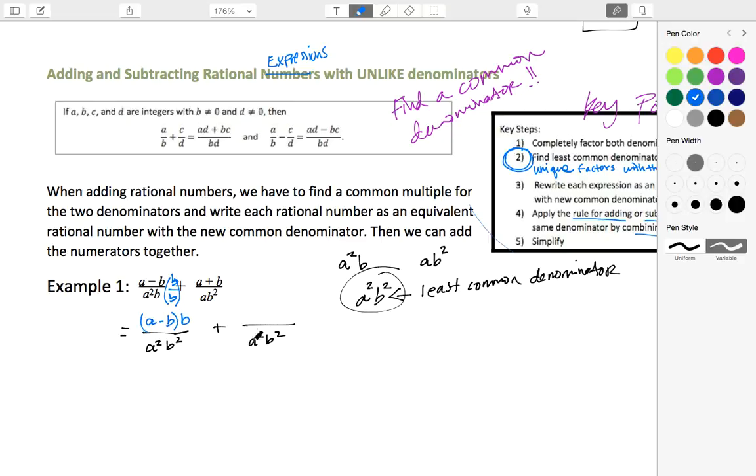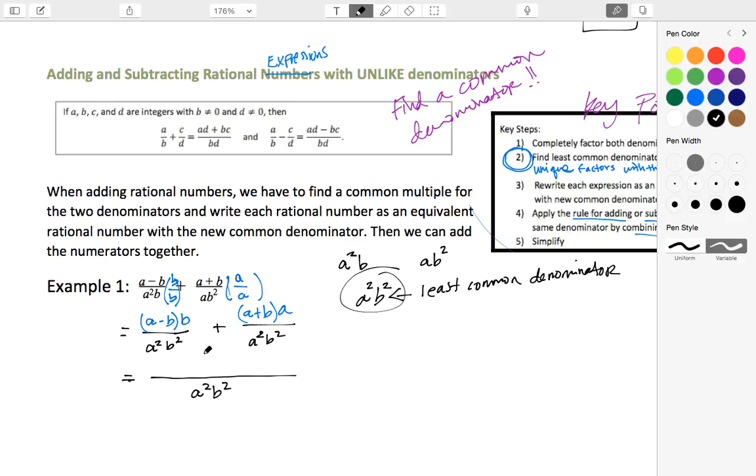And then over here I check to see, okay, I want a squared, b squared. Well, I need to multiply this times a on the bottom to give me a squared, and then a on the top as well, because whatever I do to the bottom, I do to the top. So I have a plus b times a.